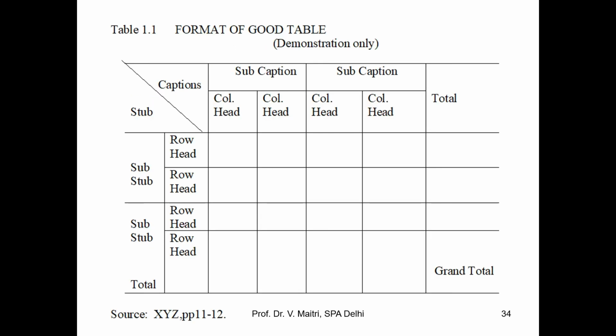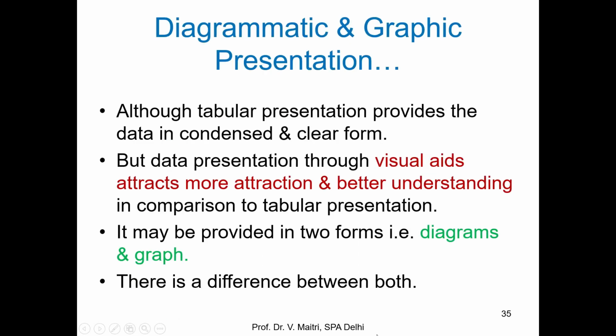Like this is the format. So captions, that is the column heads. Stubs, that is our row heads. So the format of a good table: Table 1.1, demonstration only, total, grand total and source were written. So this way you present the table.